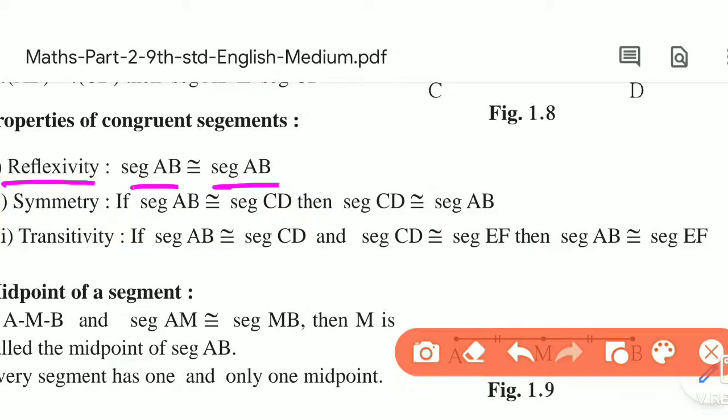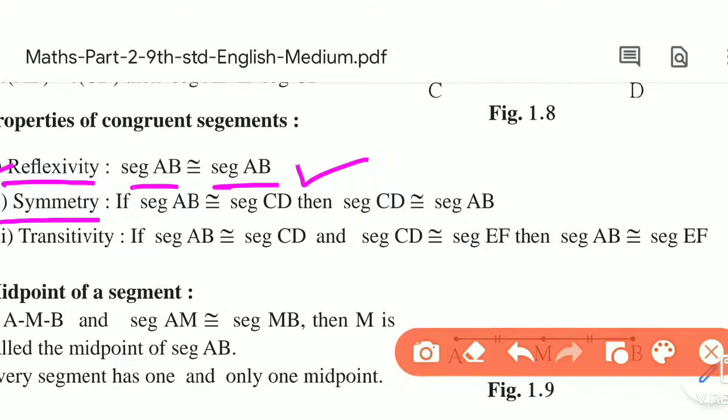It is called reflexivity. The next property is symmetry. For reflexivity, you can take the example of you and your mirror image. You will notice that you and your mirror image are the same size, so you can say that you are congruent to your mirror image. So AB is congruent to AB means every segment is congruent to itself. This property is called reflexivity.